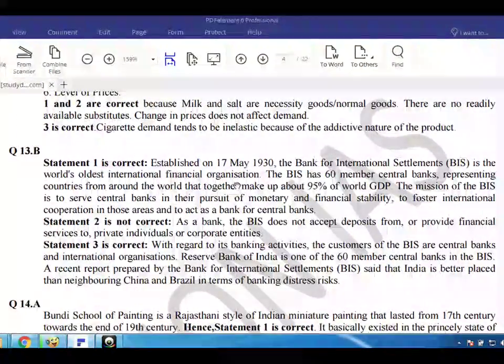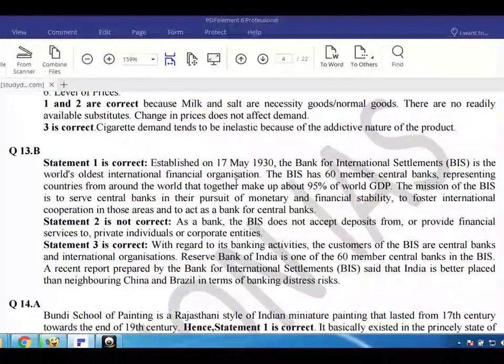Q13.B Statement 1 is correct. Established on May 17, 1930, the Bank for International Settlements (BIS) is the world's oldest international financial organization. The BIS has 60 member central banks, representing countries from around the world that together make up about 95% of world GDP. The mission of the BIS is to serve central banks in their pursuit of monetary and financial stability, to foster international cooperation in those areas, and to act as a bank for central banks.